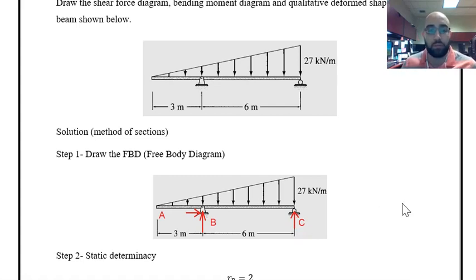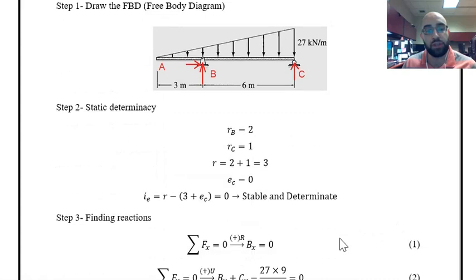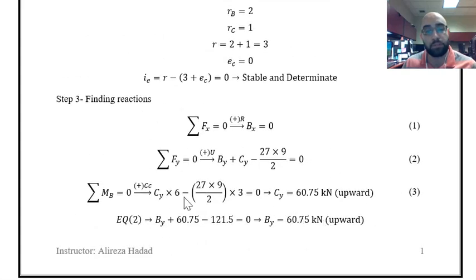Summation of forces in x direction equal to 0 gives us the horizontal reaction at B as 0. Summation of forces in vertical direction equal to 0 gives us one equation for reactions at B and C. But since we have two unknowns, we have to write the third equation, which is summation of moments. Those are mentioned over here.